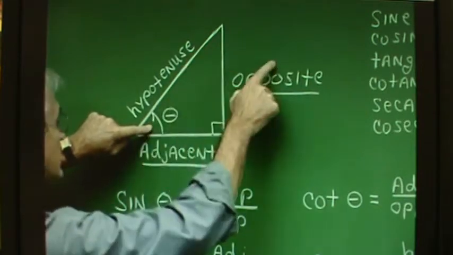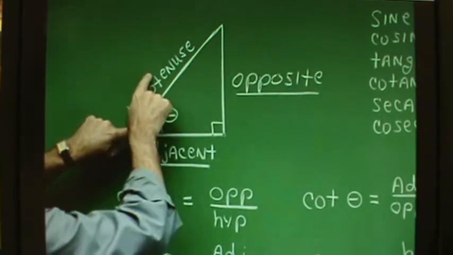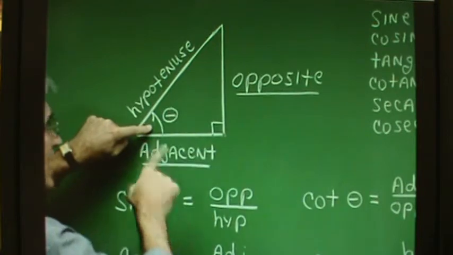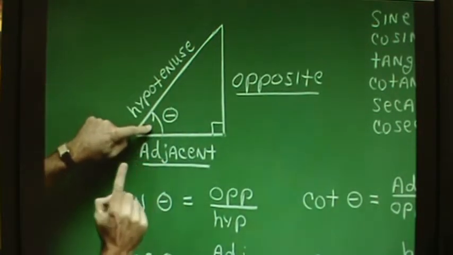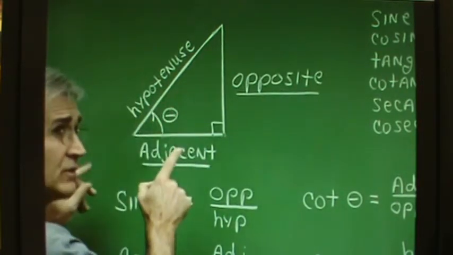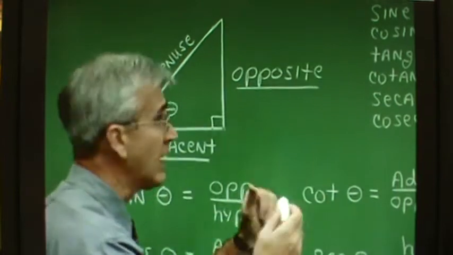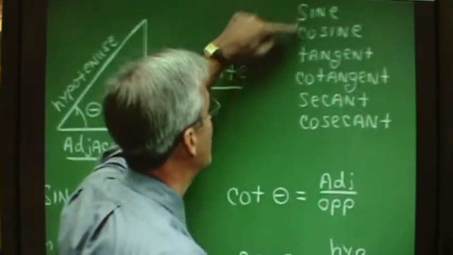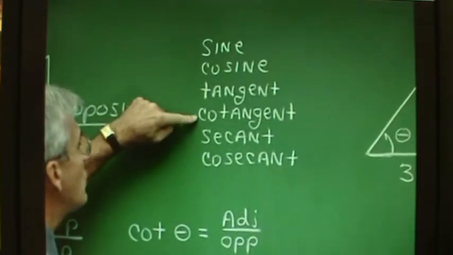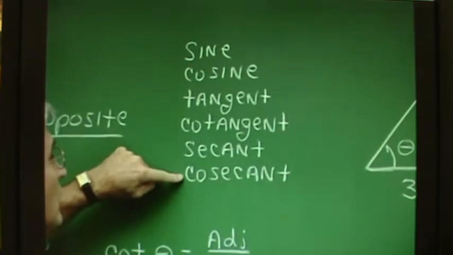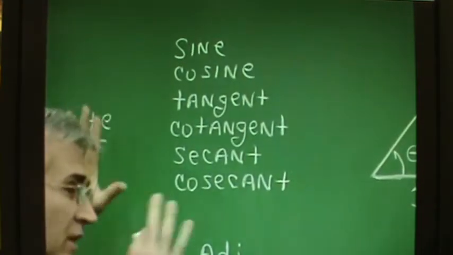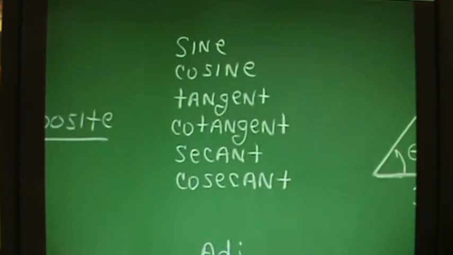So there's an opposite side, an adjacent side, and a hypotenuse. And with those sides labeled that way, we can create ratios among the sides. And we'll talk about those ratios in a moment, but they have particular names. And there are 6 ratios, 6 names, and those names are sine, cosine, tangent, cotangent, secant, cosecant. And each one of them has a different ratio involving the side.